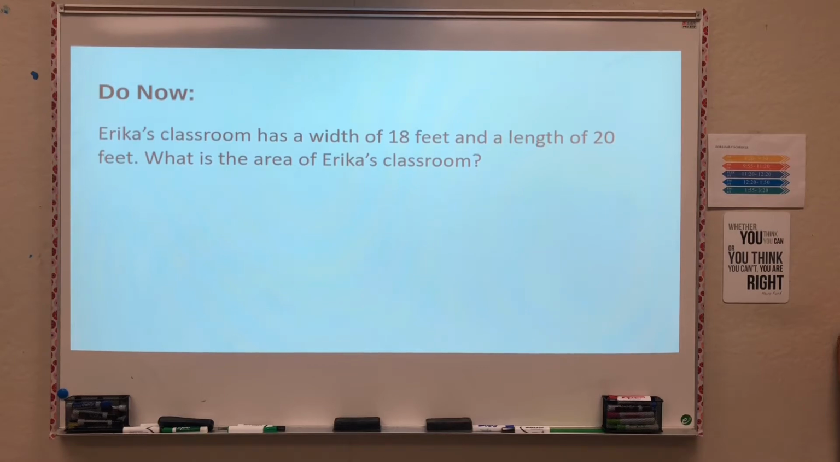Tell me what you're trying to find in this problem. The width and then the length. Read through and find where the question part is. What is the question asking? What is the area? So we're trying to find area.